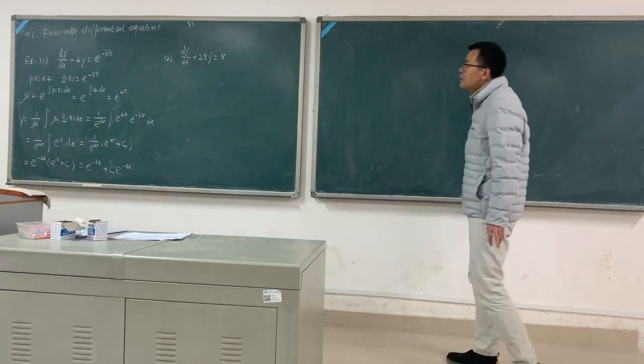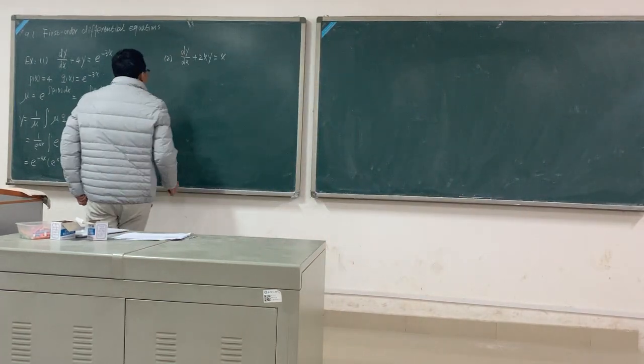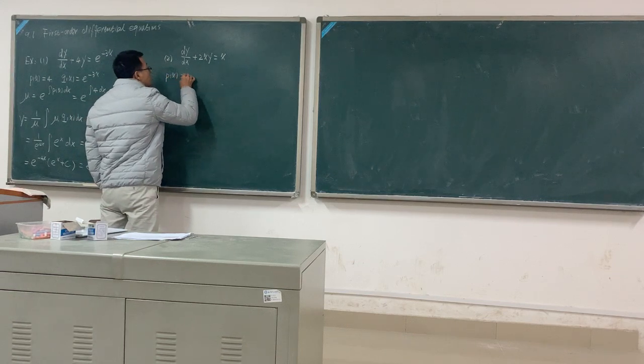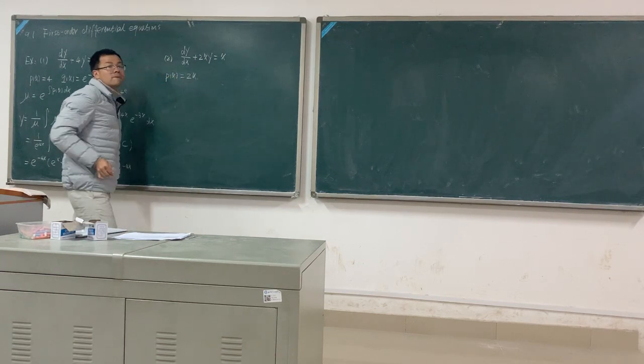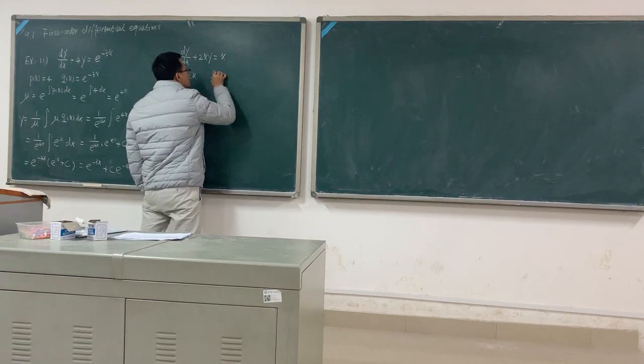So now for the second one, the same. Here p(x) is what? p(x) actually is 2x, and q(x) is x.